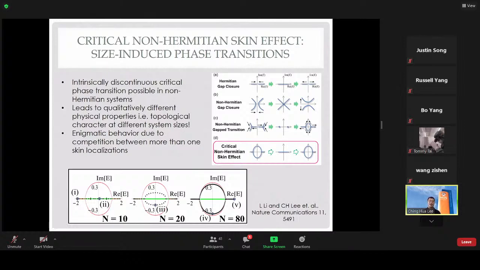So for example, in this case, you have a huge point gap when you have a large-size system, and when we have a small-size system, you actually get almost a real energy spectrum. In some other cases, you can get topological modes at certain system sizes and non-topological modes at other system sizes. So that means we now know that in non-Hermiticity, there's a new concept of a size-dependent topological phase transition.